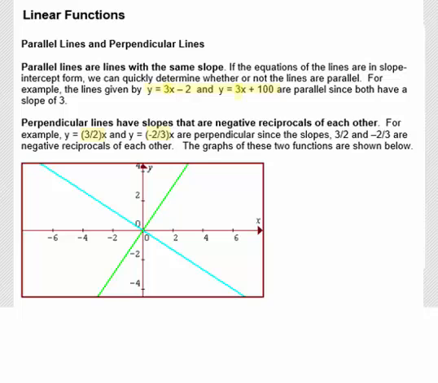In one line, we go up 3 and over 2 to get another point. In the other line, we go down 2 over 3 to the right to get another point. And that geometric relationship always gives us perpendicular lines.